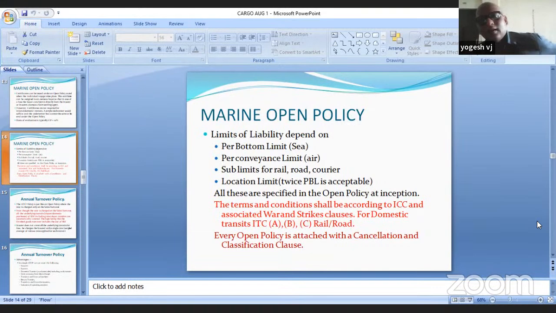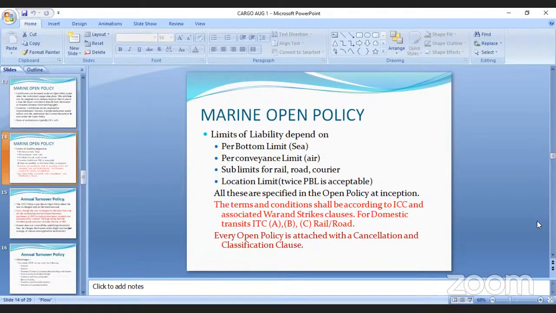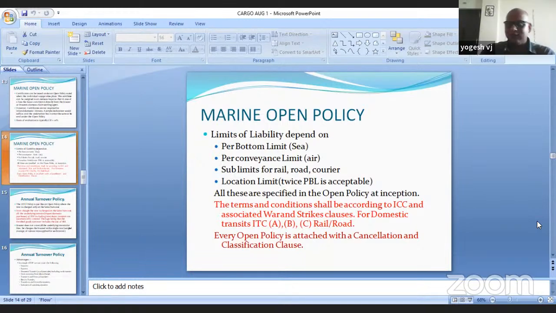Usually, the terms and conditions shall be according to ICC and associated war and strike clauses. For domestic, it will be ITCC, ITCB, or ITCA, B by rail. Every open policy is attached with a cancellation and classification clause. Okay.